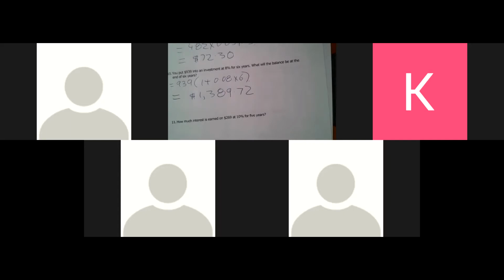Okay, number 11, Kaja, your time. Simple interest or compound interest? Simple. Is it interest only or is it interest and principal? Is it the amount? Which one? Interest only. Perfect. So what's the formula that I need?